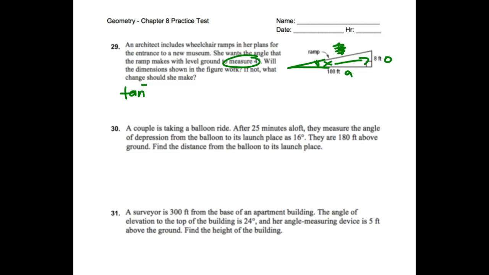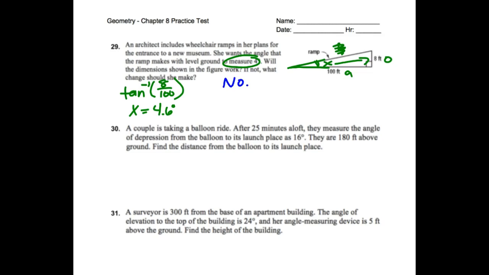Alright, it's an angle, so I use tangent inverse. It's my opposite side over my adjacent side. And I'm going to go check that out. So I go tangent inverse of 8 over 100, and I'm getting a fairly small angle. I'm getting x equal to 4.6 degrees. Now, her goal is that the angle is 4 degrees. Is this one currently 4 degrees? No. So will the dimensions in the figure work? No.